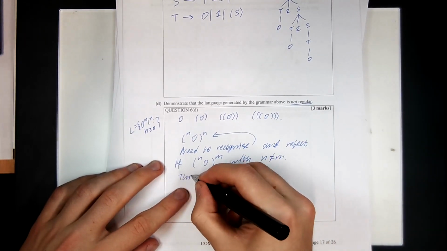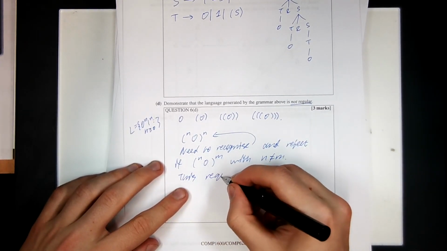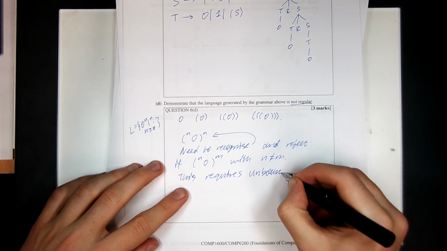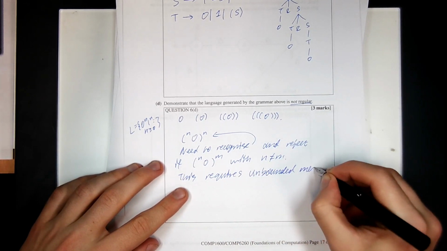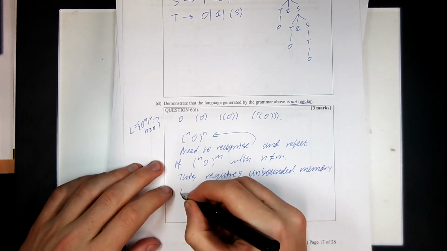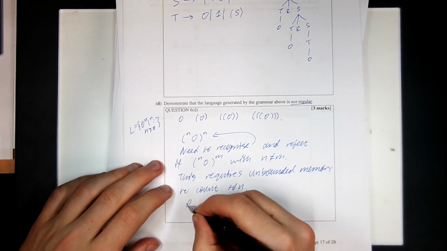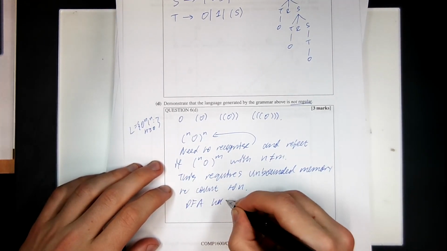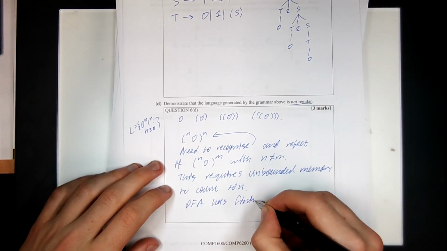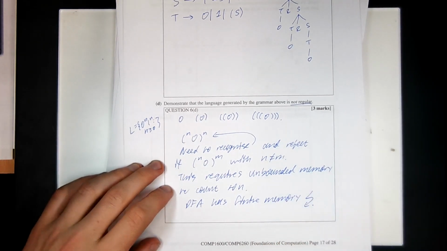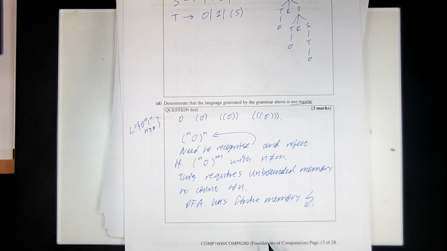This requires an arbitrarily large amount of memory, requires unbounded memory, to count to n. A DFA has finite memory. Contradiction, so it definitely can't recognize non-regular things.